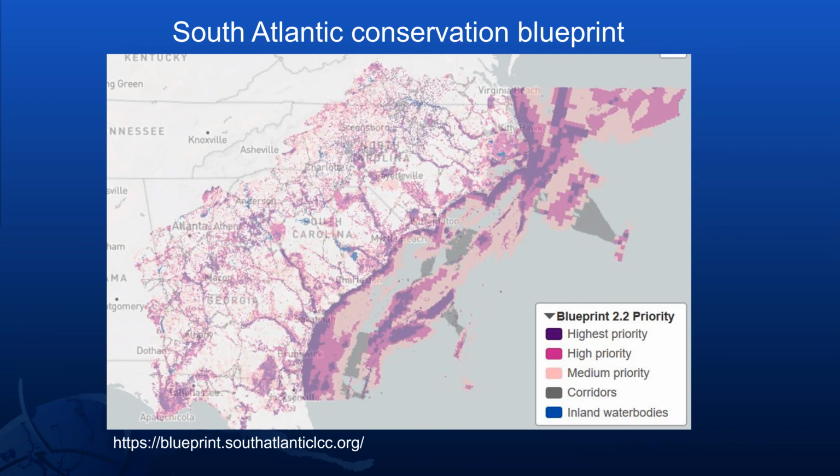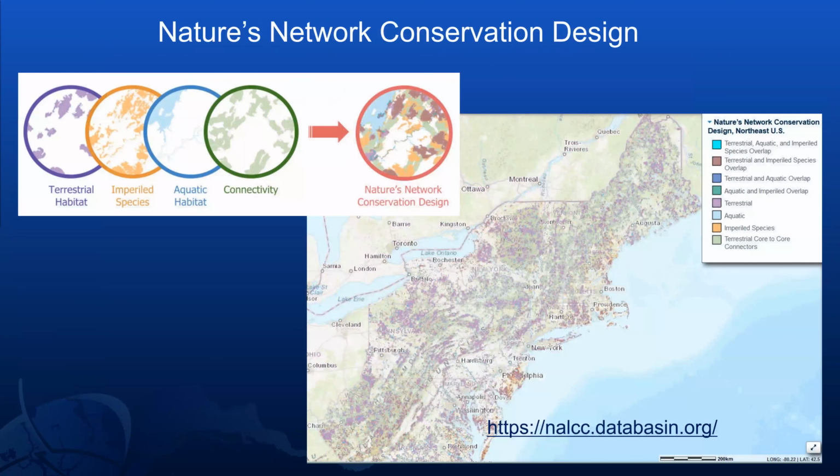Another example where species distribution information contributes to conservation priorities is this landscape scale effort for the South Atlantic region, developed by the many partners of the former Landscape Conservation Cooperative. Distribution data for imperiled species was one of the factors that was included in their conservation blueprint for the region. In the northeastern US, imperiled species, shown in the orange circle in the upper left list of data inputs, are a central factor in the development of a landscape conservation design.